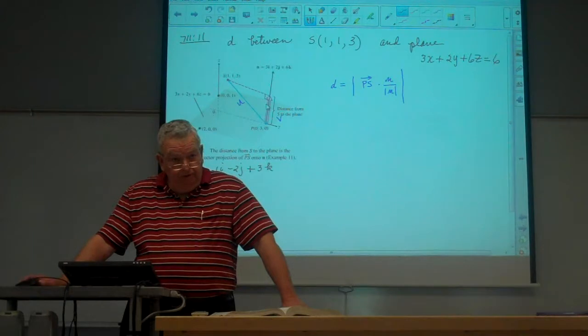How do I get the normal vector n without lifting my pencil? Just n, without the absolute value? Or?